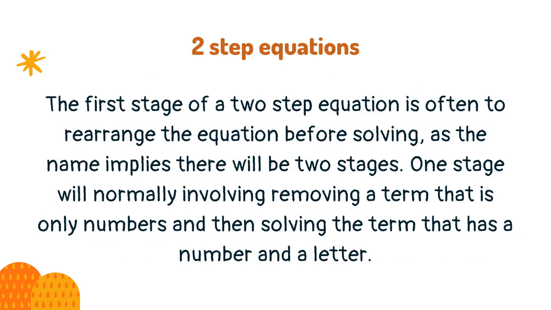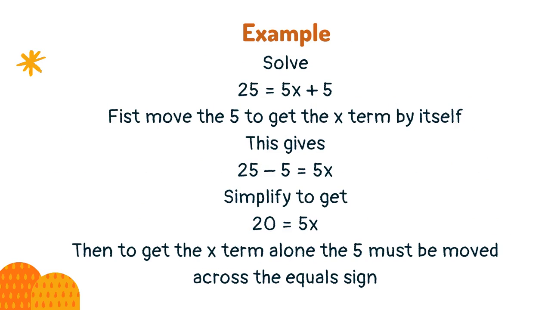The first stage of a two-step equation is often to rearrange the equation before solving. As the name implies, there will be two stages. One stage will normally involve removing a term that is only numbers and then solving the term that has a number and a letter. For example, solve 25 equals 5x plus 5.